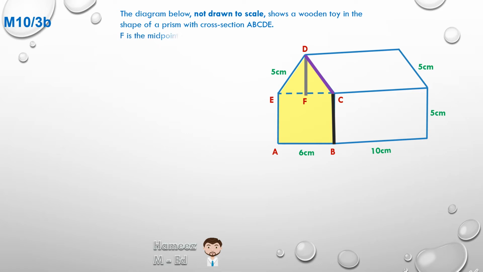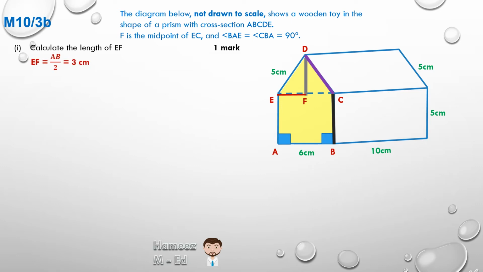It goes on, F is the midpoint of EC, and the angle BAE is equal to the angle CBA, which is equal to 90 degrees. Part 1. Calculate the length of EF. Since it told us F is the midpoint of EC and EC is the same as the base AB, which is 6 centimeters, that means EF is half of AB, which is 6/2, which is 3 centimeters.